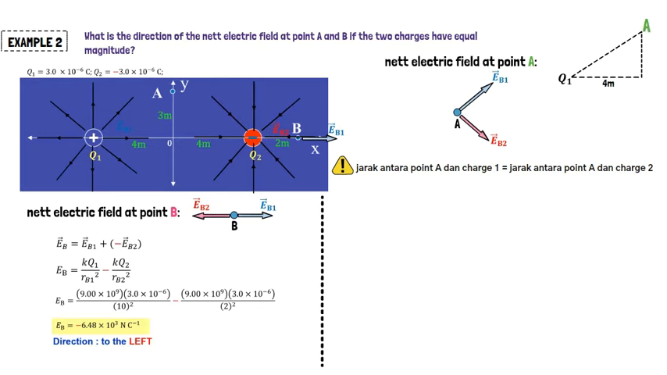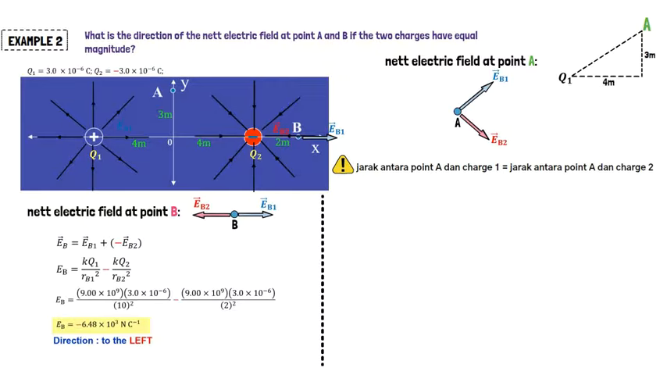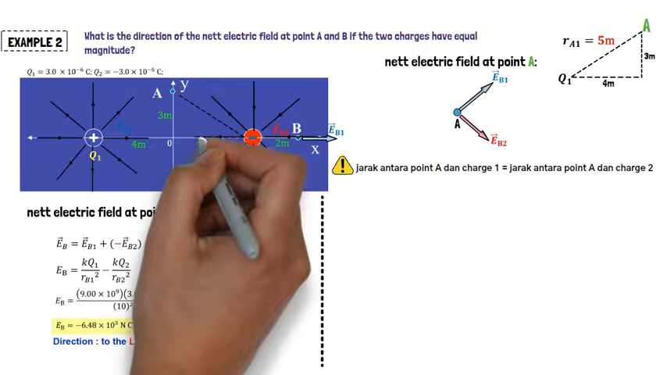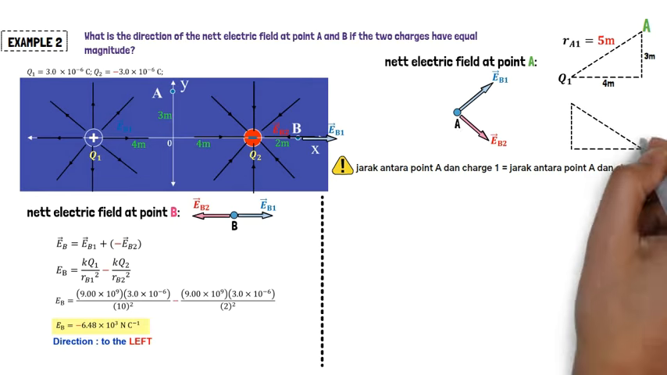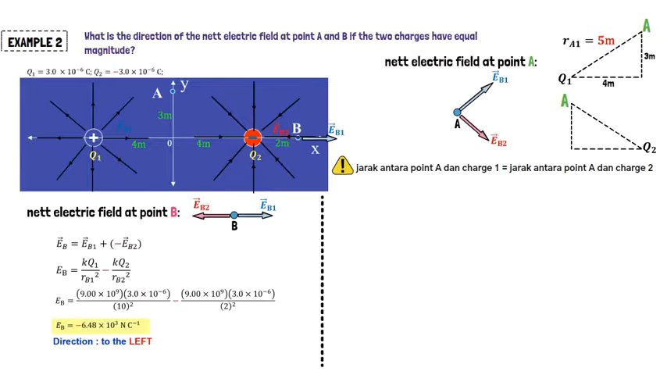Jadi, dekat sini kita boleh nampak point yang pertama, jarak antara point A dengan charge 1 is actually equal to jarak antara point A dengan charge 2. So, soalan dah bagi 4 meter, 3 meter. And then we can calculate the distance between point A and Q1 is actually 5 meter. And then for distance between point A and charge 2, we also can calculate here by using theorem Pythagoras, where the distance between point A and Q2 is also equal to 5 meter.